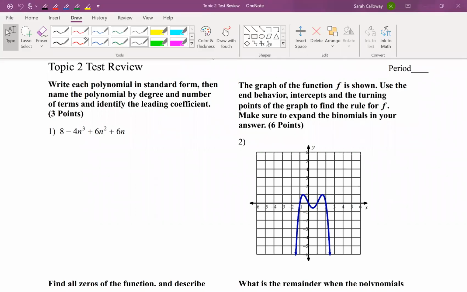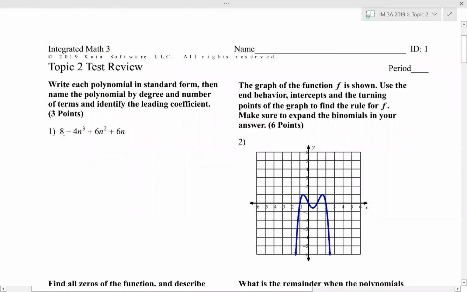So if I look at the polynomial that we're given, we have 4 terms right now. The term with the highest degree is this negative 4n cubed. And so starting in standard form, that's going to be our first term. Then we want to look for the next highest power. So since we're starting with a third power, we're going to go to the second power next. So our next term is going to be plus 6n squared.